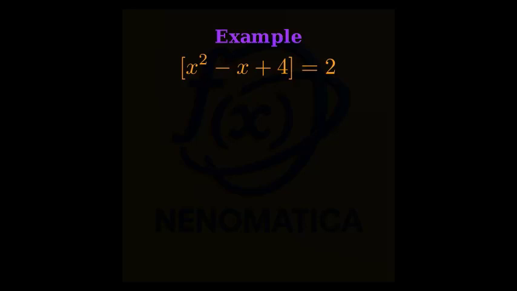Example, we will solve the equation, floor of x squared minus x plus 4 equals 2. We'll go step by step, using the floor function definition to turn this into inequalities, solve each inequality, and then intersect the results. Step 1, the floor definition.